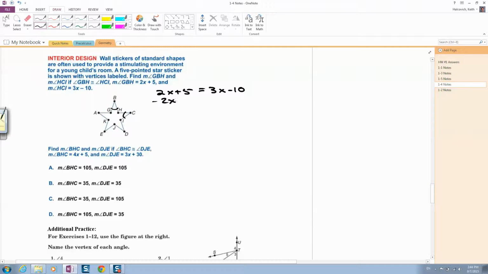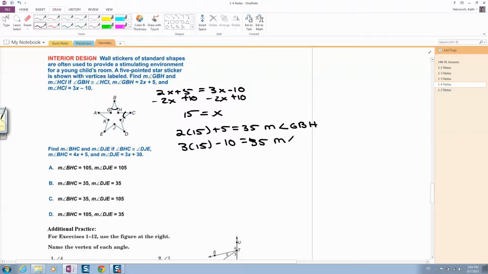So when you subtract 2x to get x, and you add 10, x equals 15, so that means that 2 times 15 plus 5 is equal to 35, and that is the measure of angle GBH. And then 3 times 15 minus 10 is 45 minus 10, which is 35, and that is the measure of angle HCI. So they're both 35.